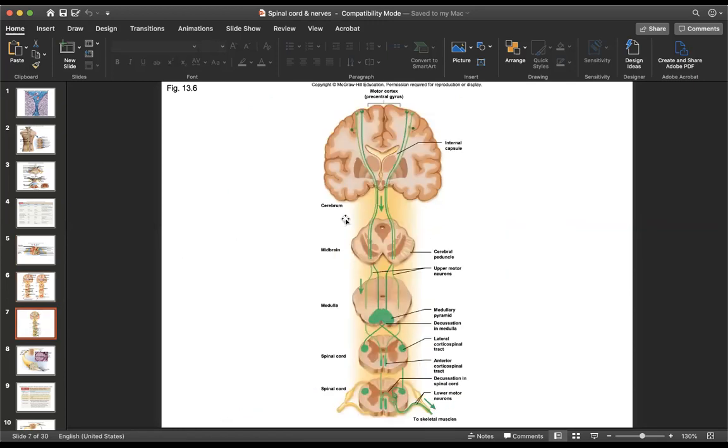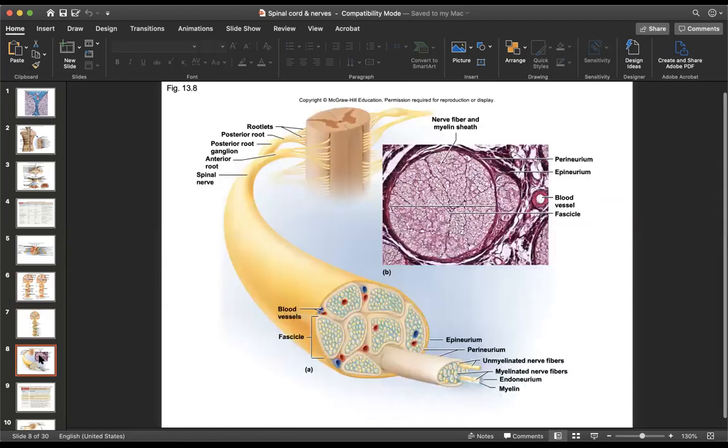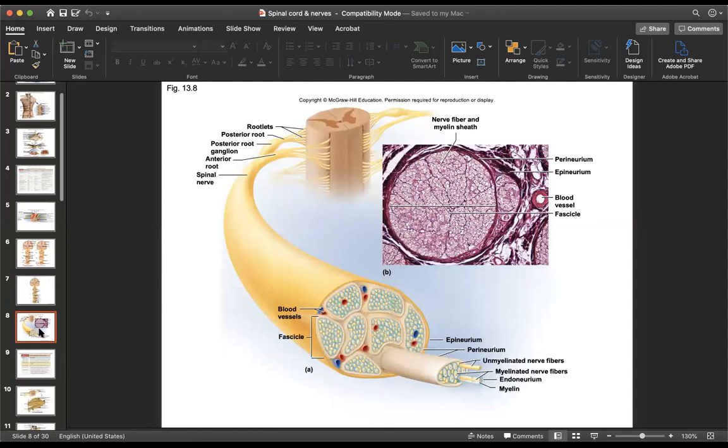That was sensory, and here's motor. Again, between the medulla and the spinal cord is what they call the decussation in the medulla, where they cross from one side of the body to the other. Again, I won't ask details about those couple of slides. I just want you to be aware that there is a switch from one side of the body to the other in both sensory and motor.